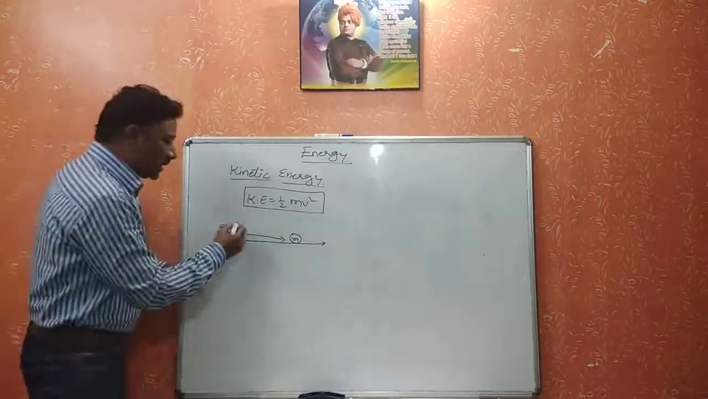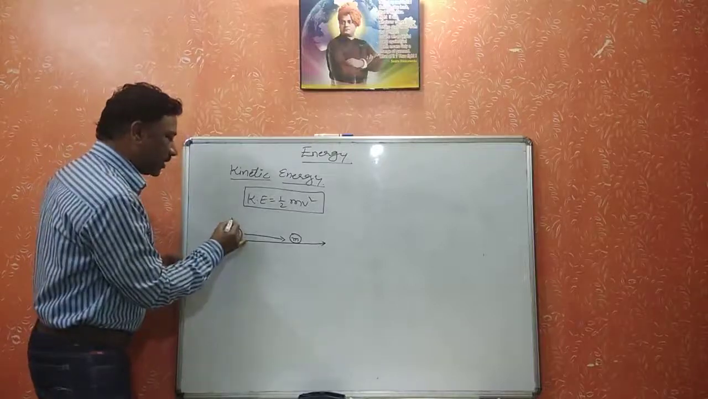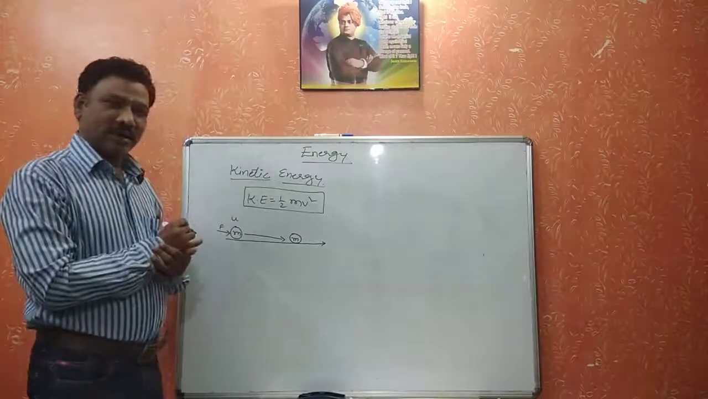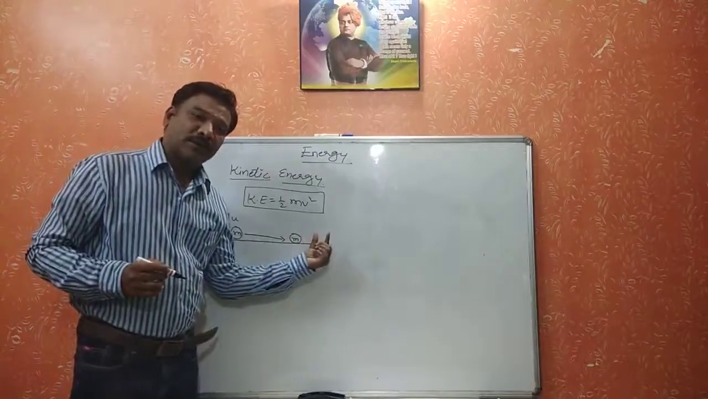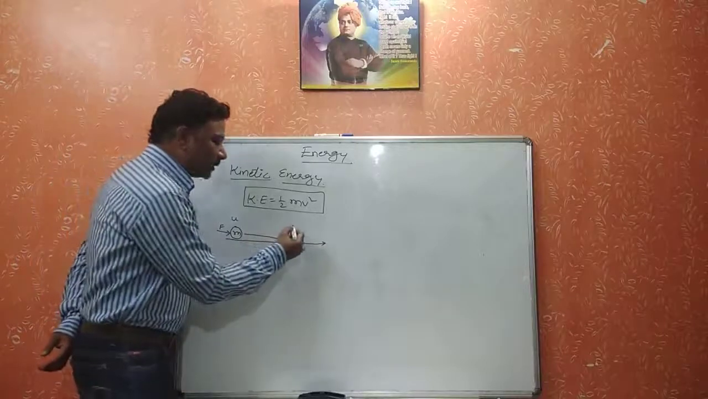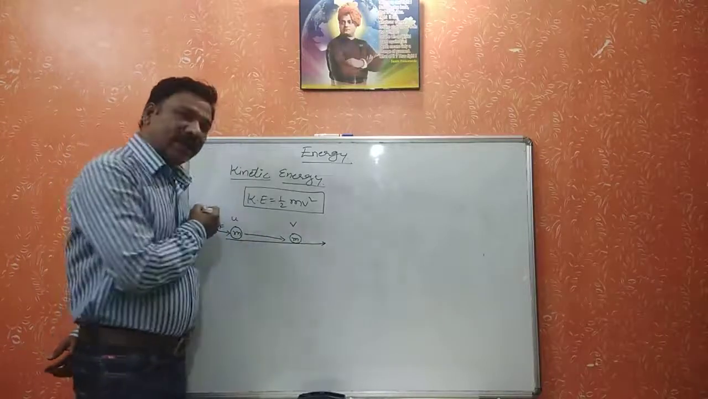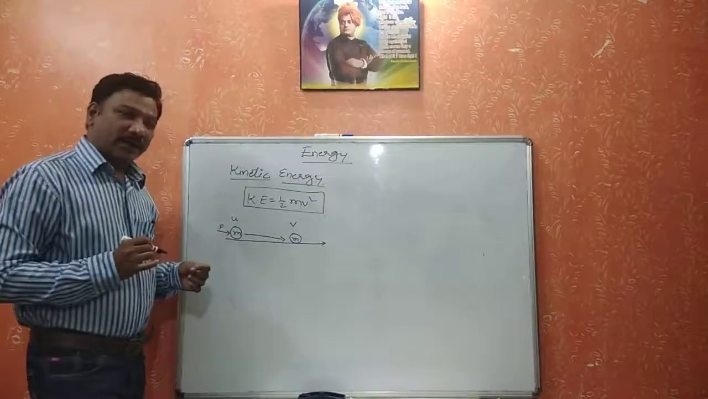Now, initially the object is at rest. At that time, we are taking its initial velocity as u, and when the object is in motion and it reaches a certain distance, the final velocity of the object is taken as v. Okay.